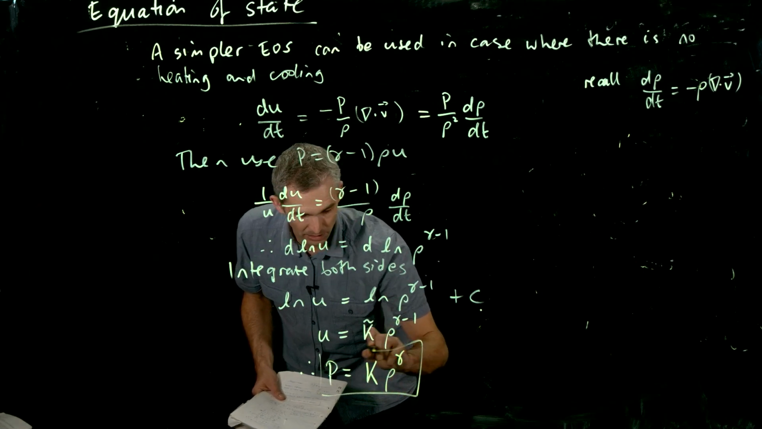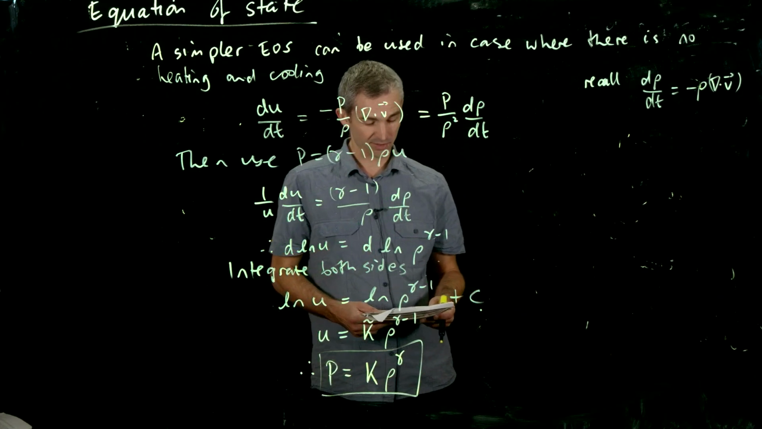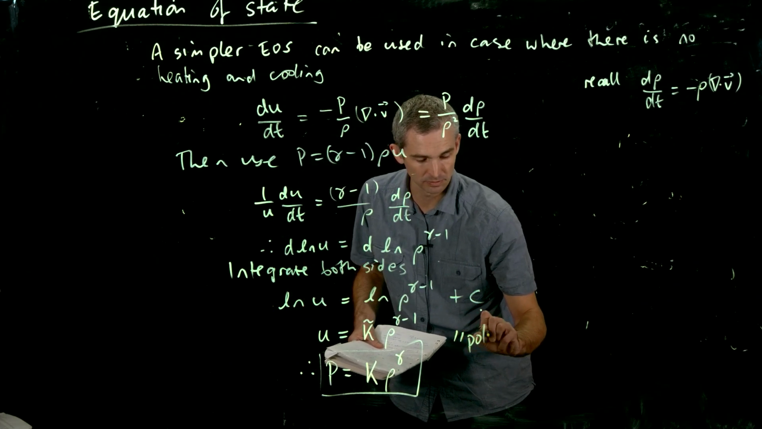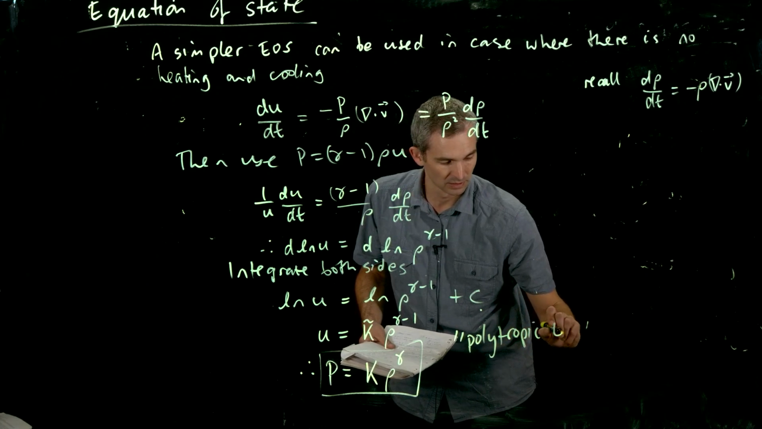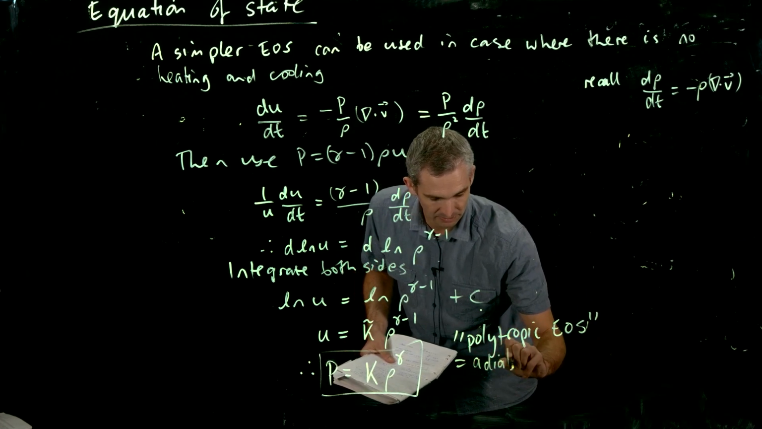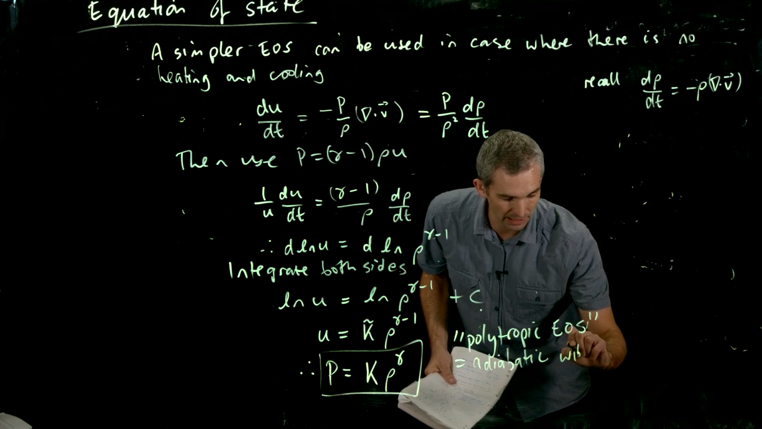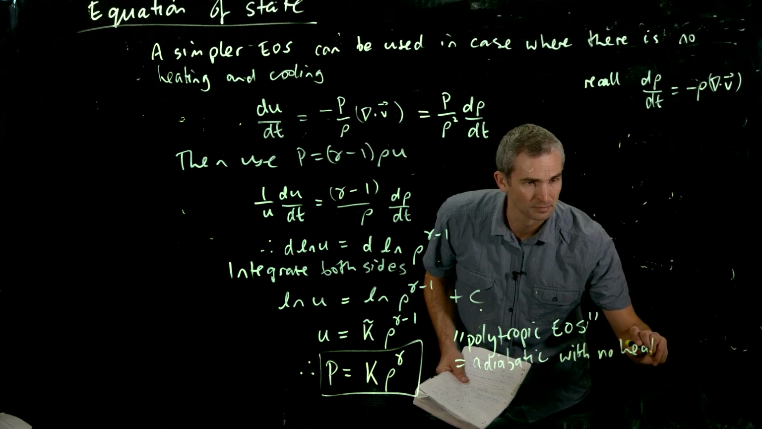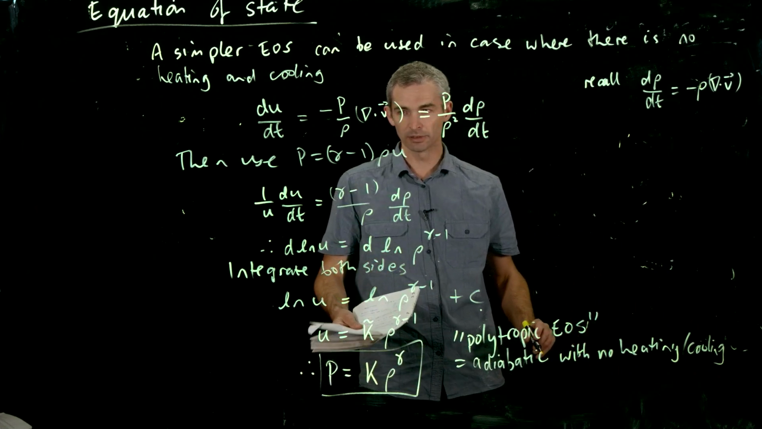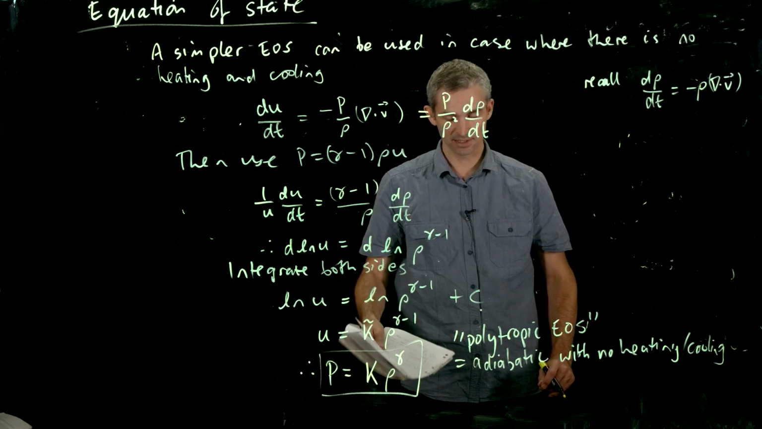So that's what you call a polytropic equation of state, which is simply that P is proportional to rho to some power. And it's equivalent to saying we are adiabatic, that's our adiabatic equation of state, with no heating and cooling. So if we had no heating and cooling, this is equivalent to taking our energy equation with this equation of state, then we can get this as the solution.